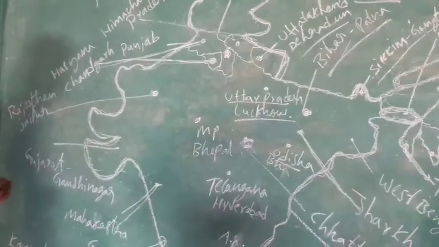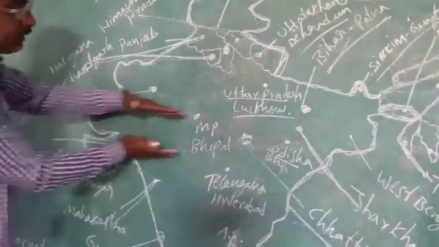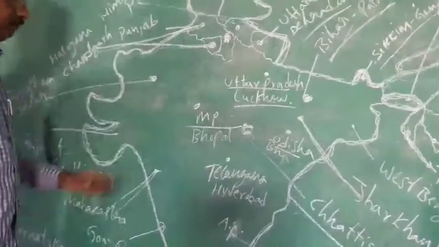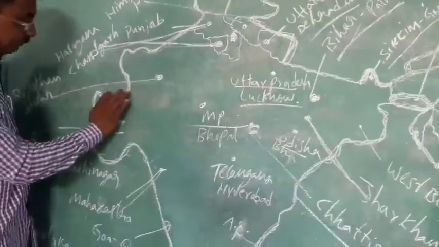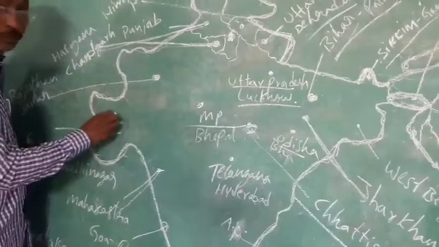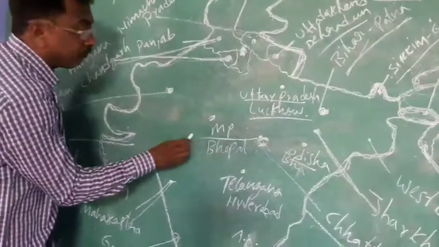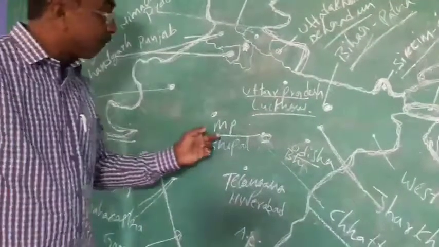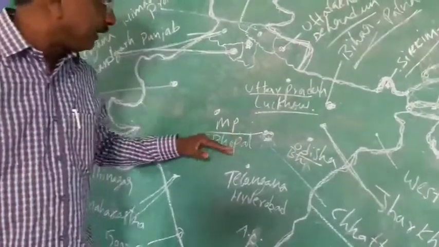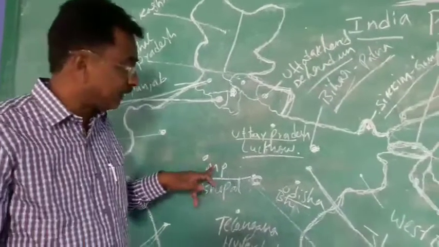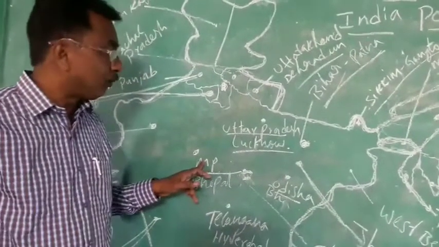And if you come to the center, you see Madhya Pradesh. See, this is called Gujarat. This part is Gujarat. Gujarat capital is Gandhinagar. And beside that you are having Madhya Pradesh. Madhya Pradesh capital is what? Bhopal. Madhya Pradesh, Bhopal.